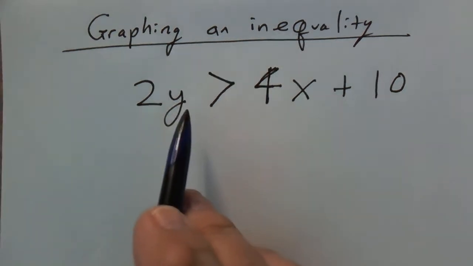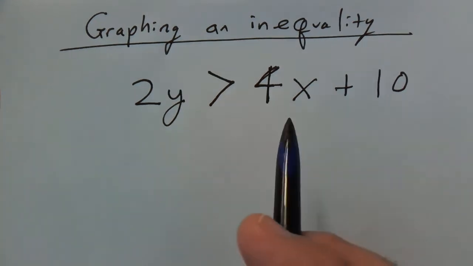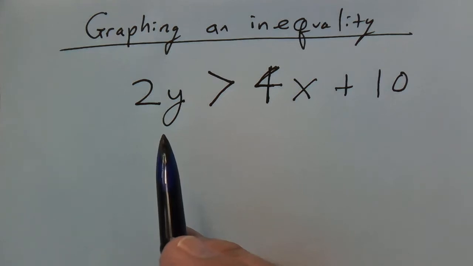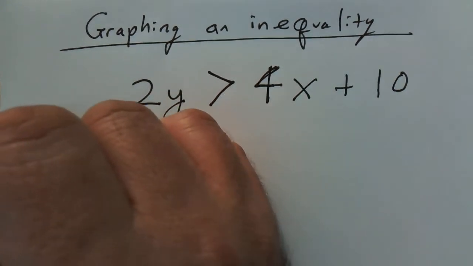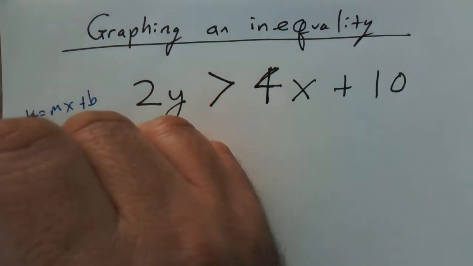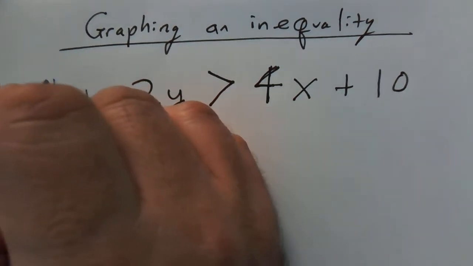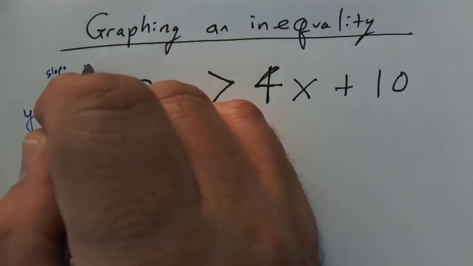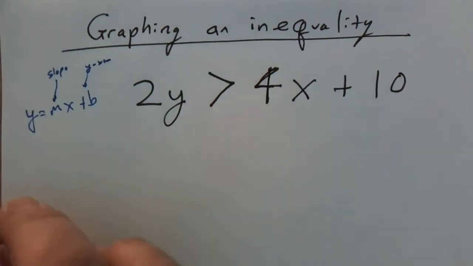So the first thing we need to do when we have an inequality like this is put it in a format that makes it easy to graph. We're familiar with the y equals mx plus b format. That's the slope-intercept format where, if you recall, the m is your slope and the b is the y-intercept. So we want to have this in that format.